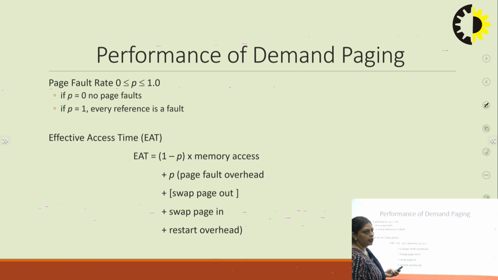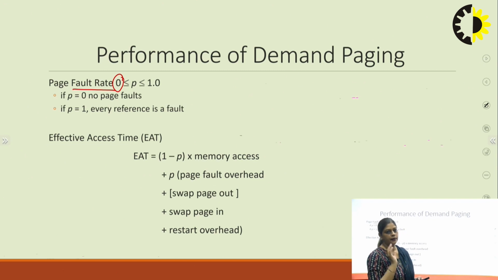Now, how do we check the performance? If the page fault rate is 0, that means there are no page faults at all, and all the pages required by the program are in the physical memory. If it is 1, every page the program desires is given only after a page fault. None of the pages required by the program are in the physical memory, and they have to be brought from the backing store every time.